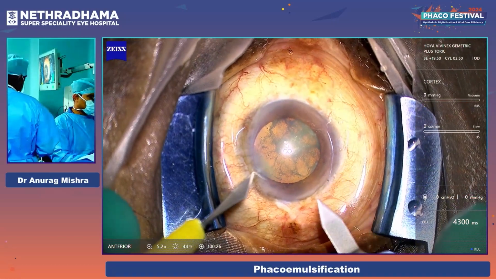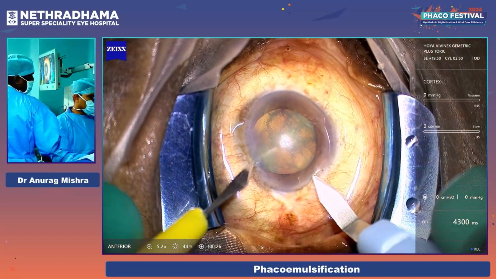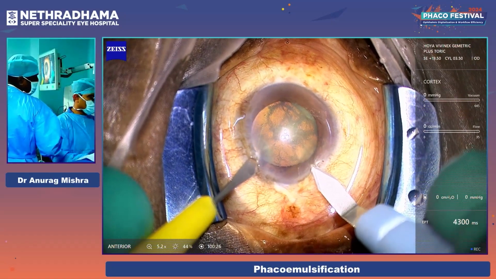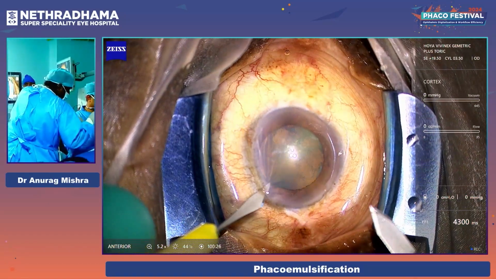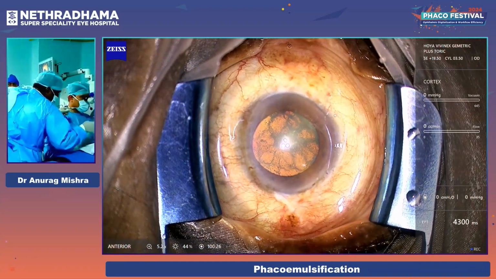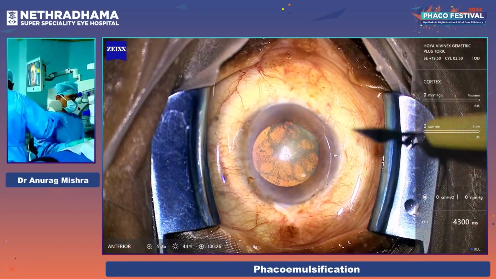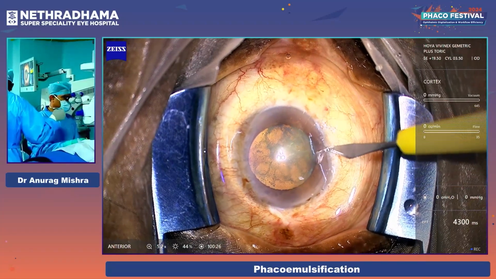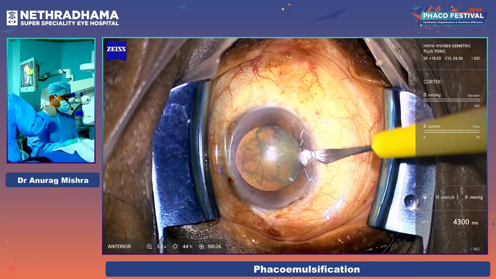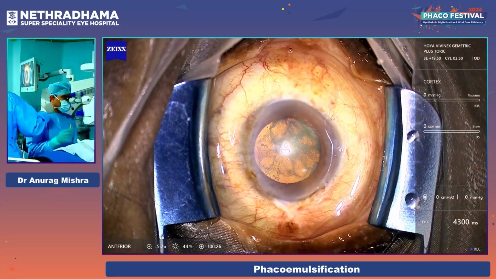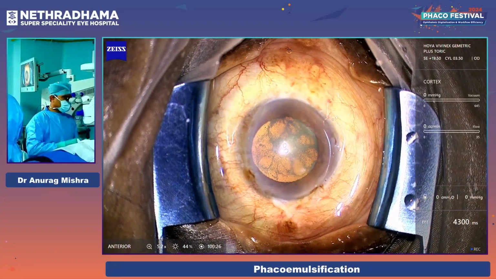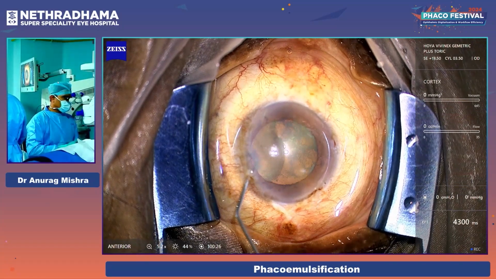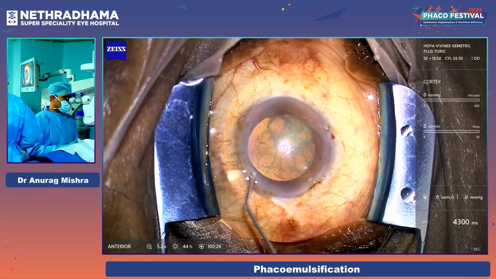So this is the way I make my tunnels, both of them together, the side port and the main port. 2.2 millimeter incision is the main port, 0.9 is the side port, and I prefer to make all three ports at the same time before I proceed to the next step, which is injecting a very small quantity of preservative-free lignocaine, just to make the patient comfortable right throughout the procedure.